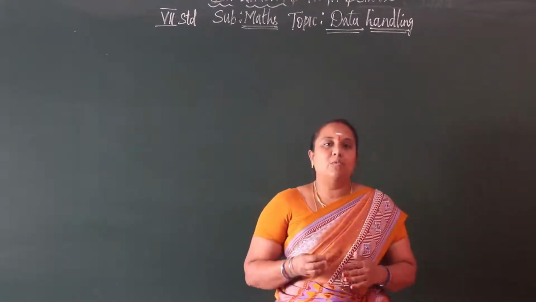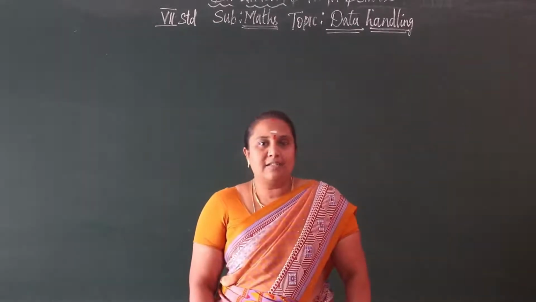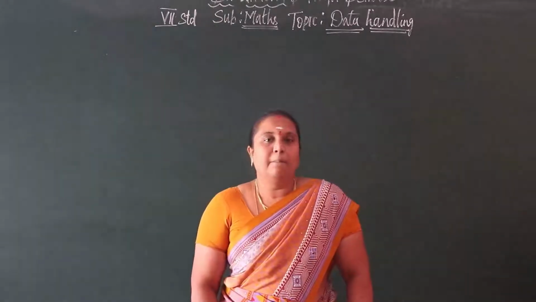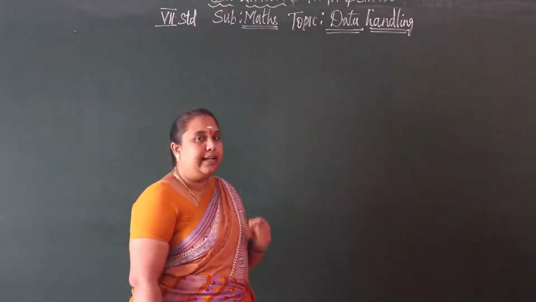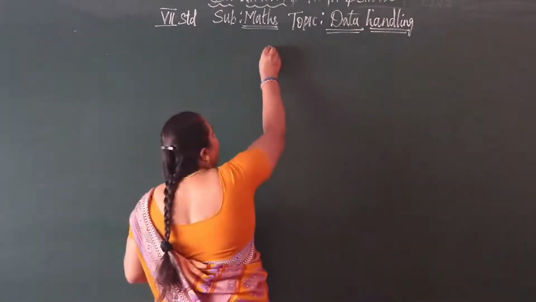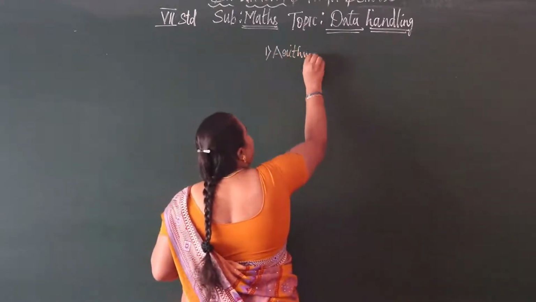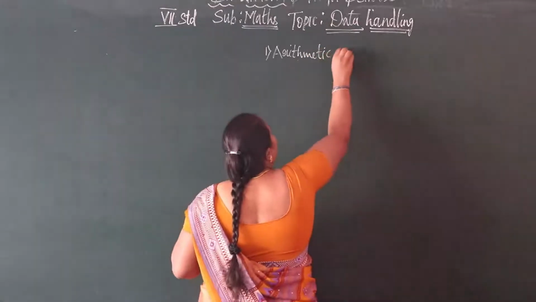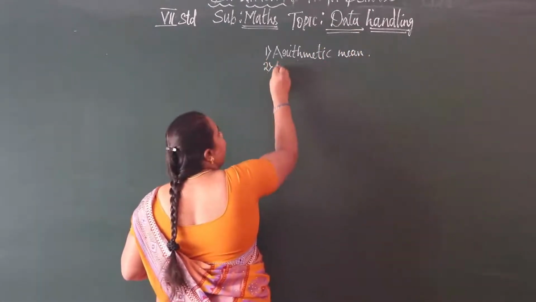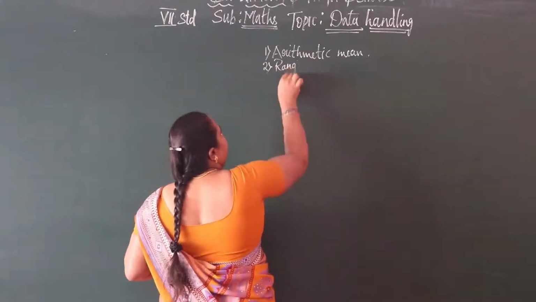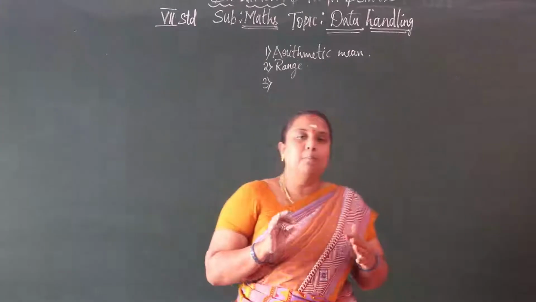Then we move on to the new topic in this class. What is our next topic? Mode, the mode of the given data. First we saw arithmetic mean, that is over, and then we saw range, so range is also over. Then in this class let us see about mode.